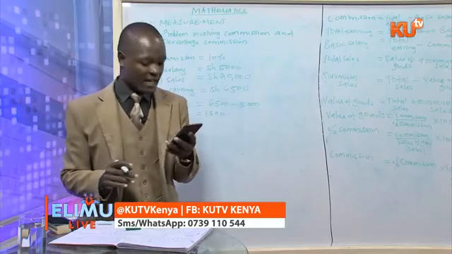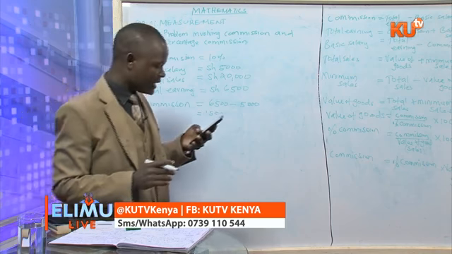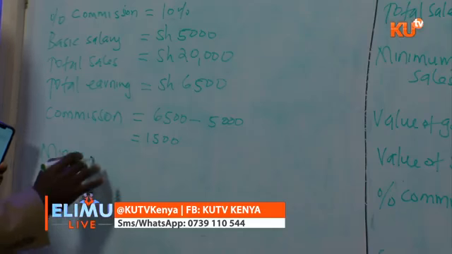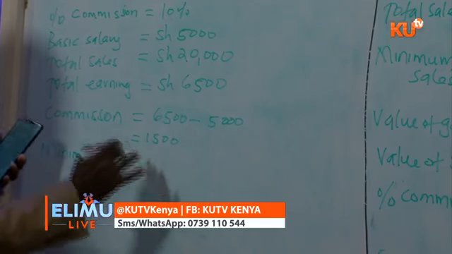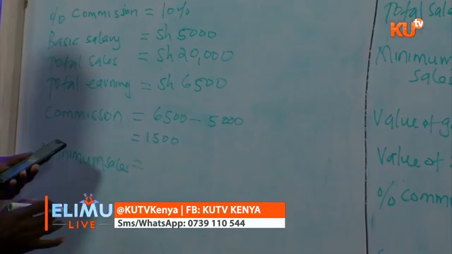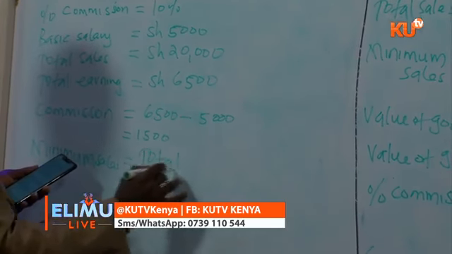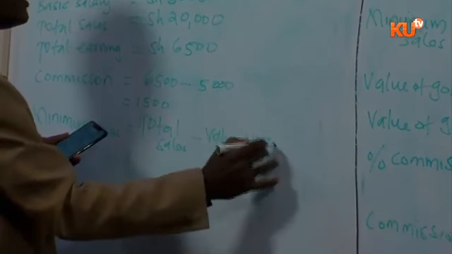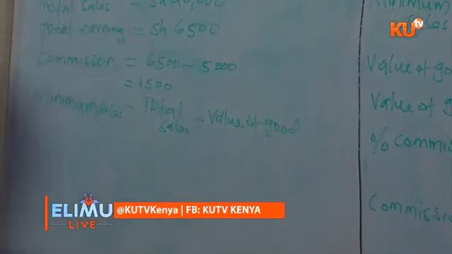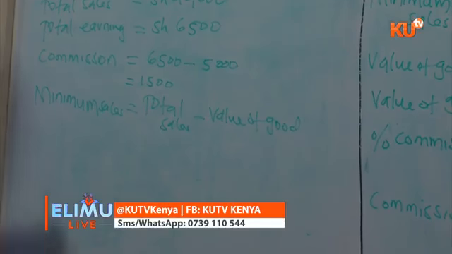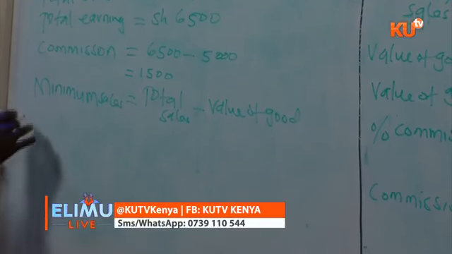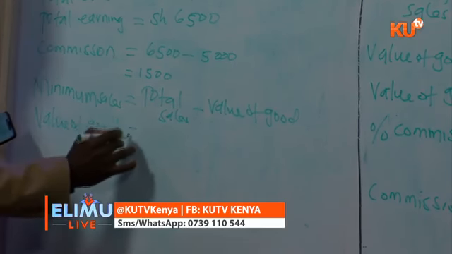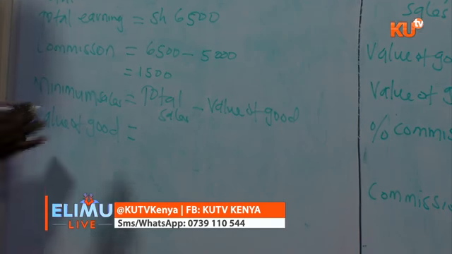And then after that, we are supposed to find minimum sales. Normally, minimum sales, because that is what the question requires, is equivalent to total sales minus value of goods. But do we have value of goods? No, we have not been given the value of goods. So therefore, we need to find the value of goods. Now, this value of goods is what he needs to get commission from.